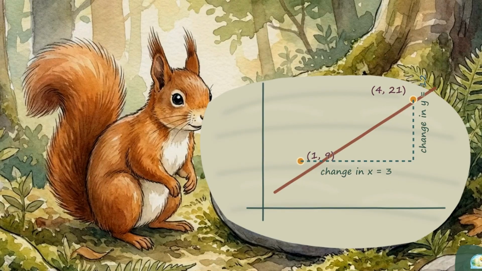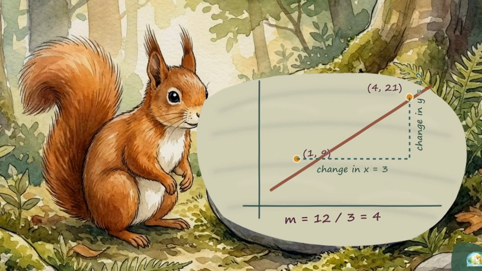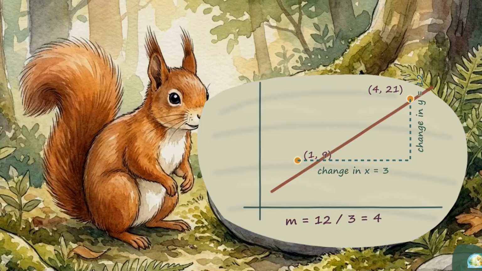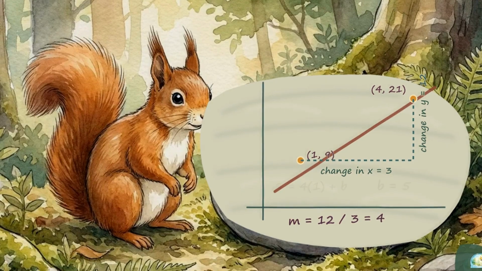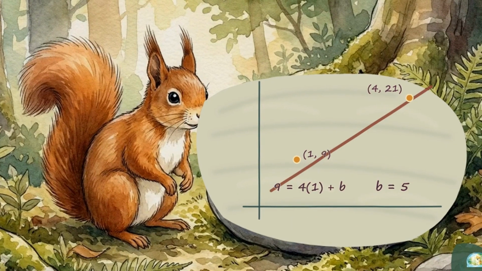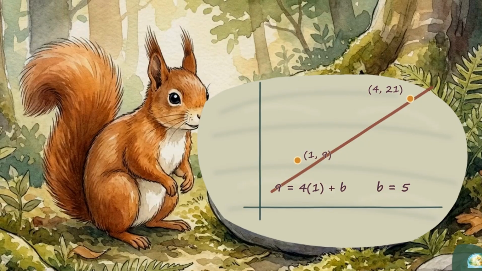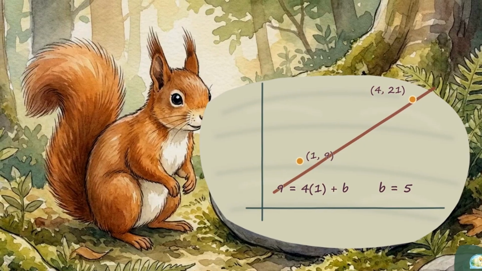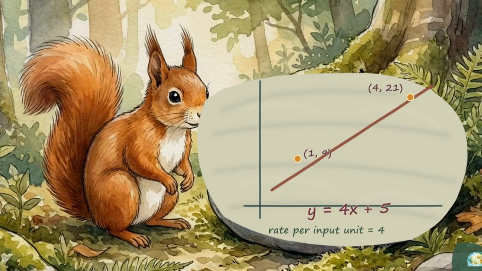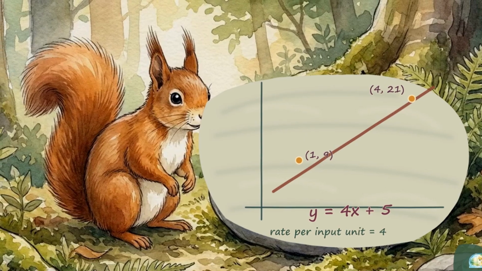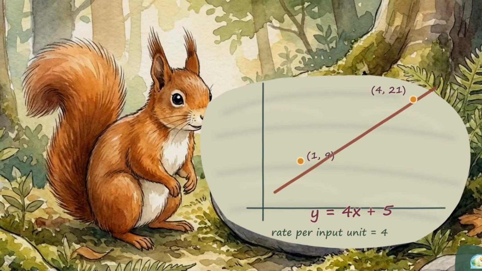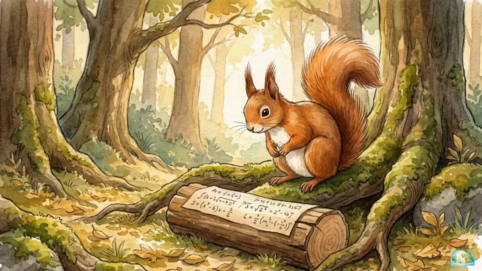Substituting 1, 9 gives b equals 5, so y equals 4x plus 5. We substitute one of our known points into this equation to find the value of the y-intercept, b. Using the point 1, 9, we see that 9 equals 4 times 1 plus b. Subtracting 4 from both sides reveals that b equals 5. The resulting linear function is y equals 4x plus 5. Defining the constant difference and the starting point provides the data needed to define this linear relationship.